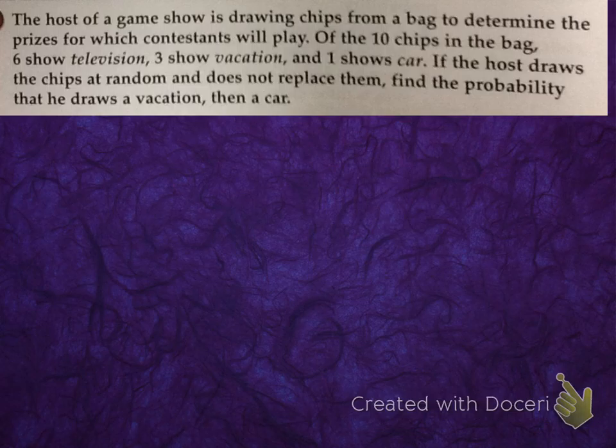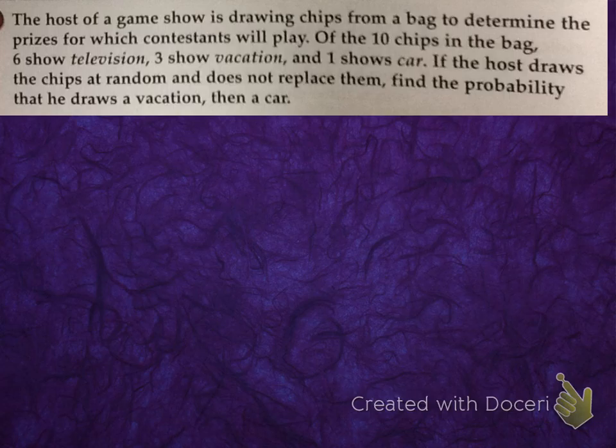Okay, this one we'll do together, and then you're going to start doing some of these on your own. This one shows non-replacement, so we'll do this one together. 10 chips in a bag. 6 of the chips are TV, 3 say vacation, and 1 says car. They're prize chips on a game show. The host is going to draw a chip at random and not replace it, and then he's going to draw another one. What is the probability that he draws vacation, then car?